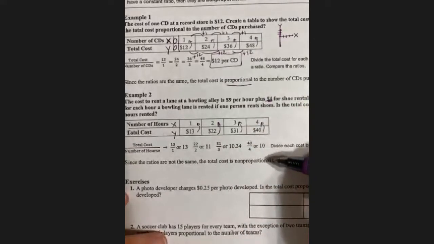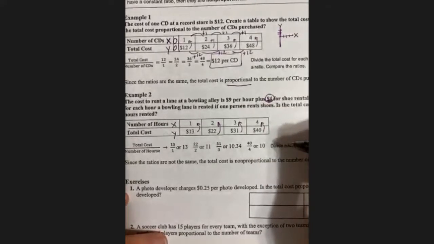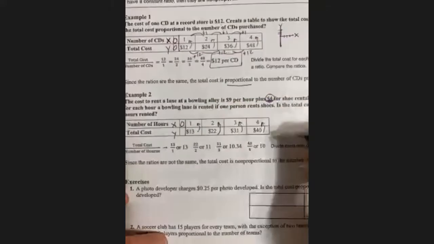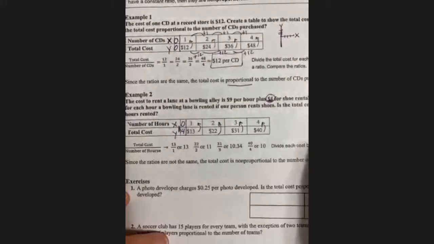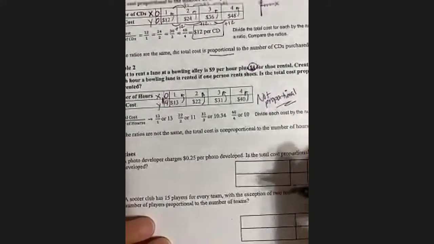The main reason is because this $4 shoe rental only happens one time. So if I say 0 hours, if I don't bowl at all, am I really paying $0? No, I'm actually paying the $4 automatically for the shoes. Whether you bowl or not, I'm paying for the $4 shoe rental. So that's why this is not proportional, and I'm going to write here, not proportional. We're looking to see if these relationships are proportional or not, and it doesn't grow at the same rate of change. Those numbers aren't the same, so it's not proportional.